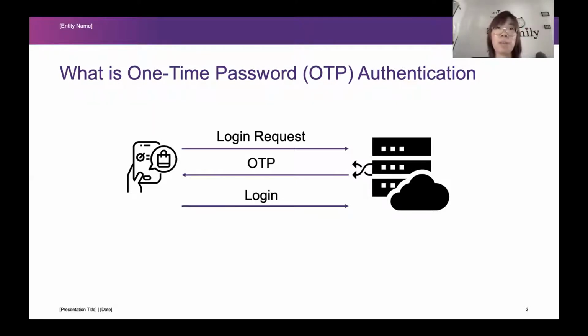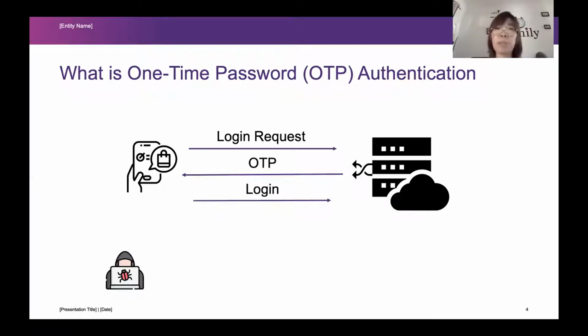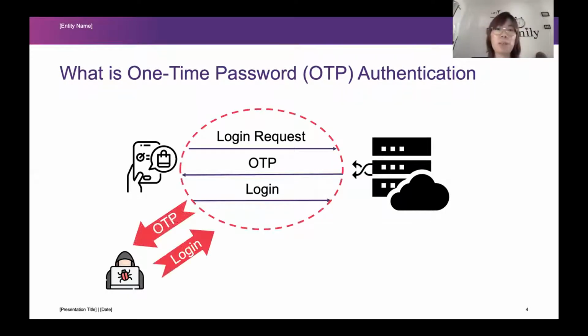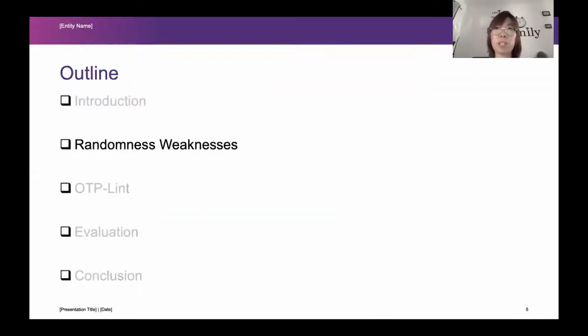However, what happens if the OTP is predictable? It means that the attacker can monitor the entire communication and predict the following OTP sequences. These OTPs can be used to access the victim's account. So here we can learn that the security of the OTP value is one of the essential parts of OTP authentication. Then we would like to figure out what the potential weaknesses are.